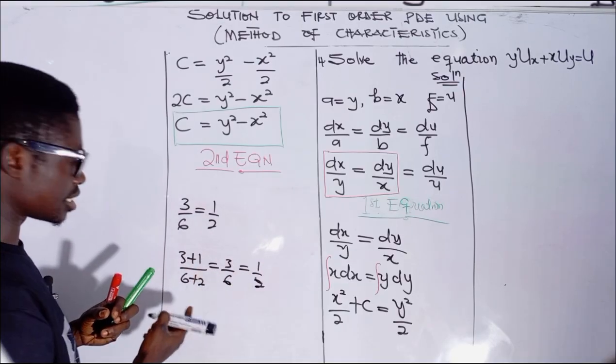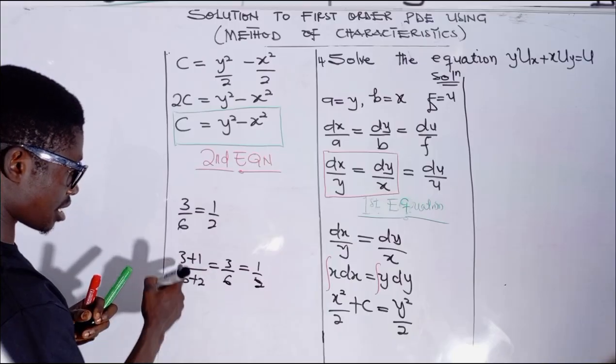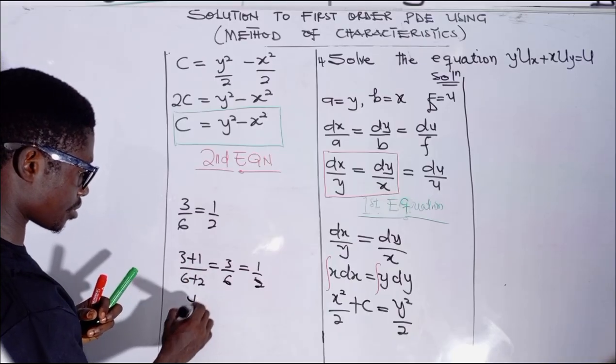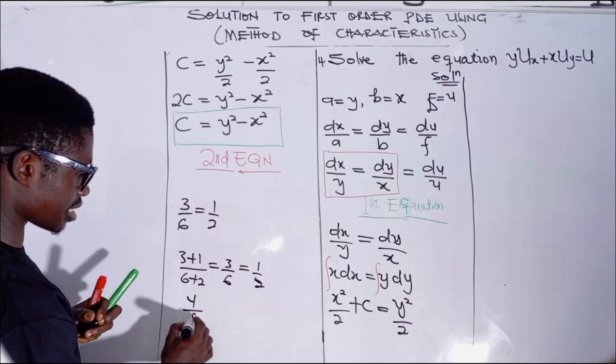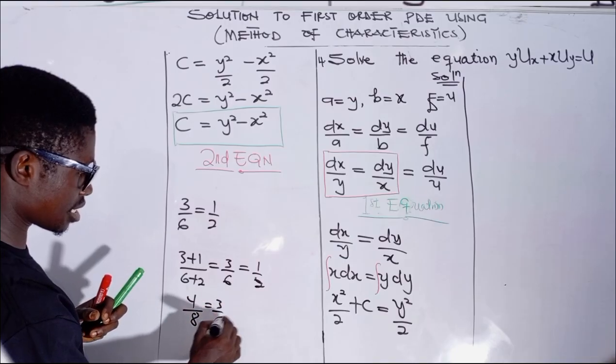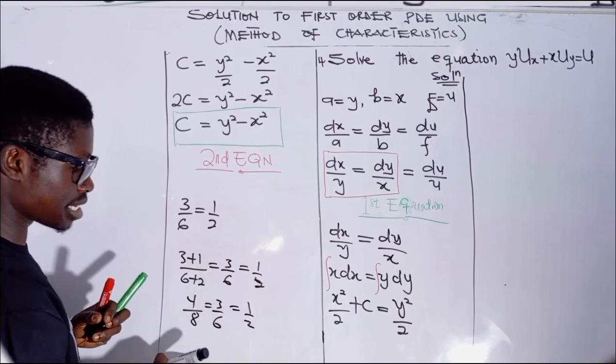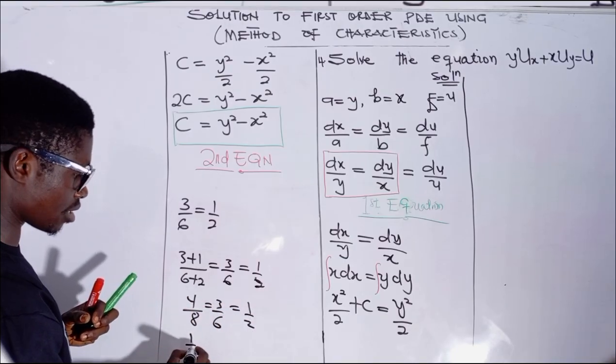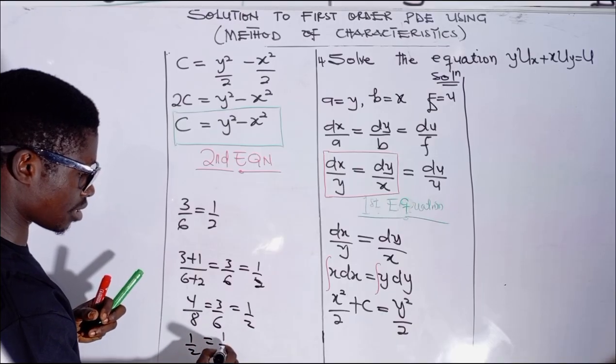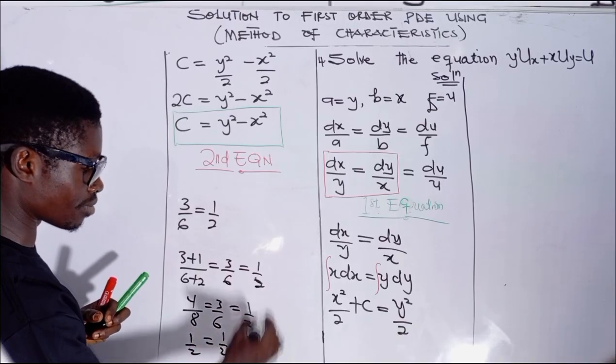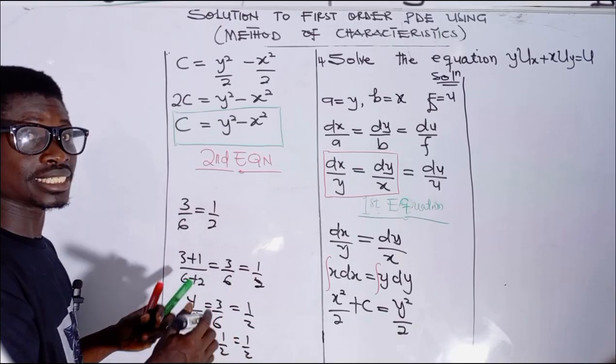Now let's check and see. 3 plus 1 will give us 4, and 6 plus 2 gives us 8, and this is equal to 3 over 6, which is equal to 1 over 2. Let's break them down. This will give us 1 over 2, this will give us 1 over 2, and this will give us 1 over 2. So you can see that they are equal.